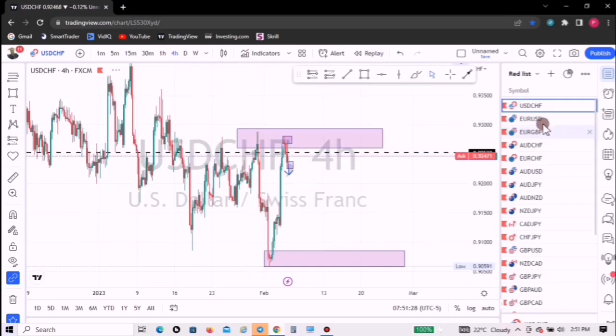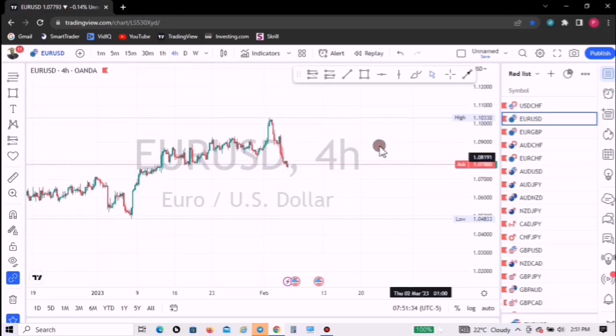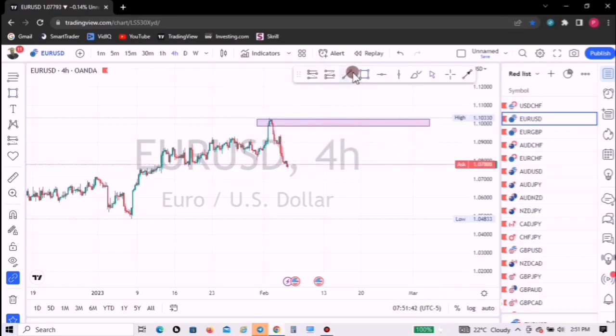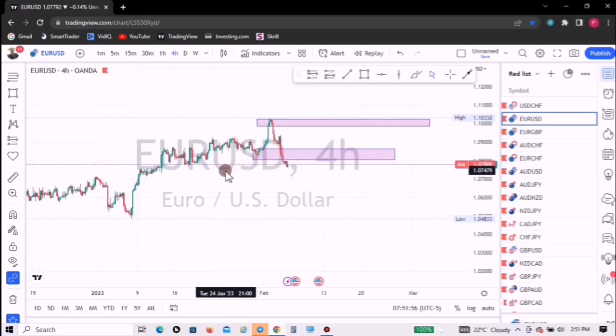Okay, I go back to the 4-hour time frame, then I move to Euro USD. When you get to Euro USD, you do the same thing. You mark the highest point, it is that, and then you mark the lowest point before, not here where price is currently at, it's this point. And what has happened, price has closed below this key level, and I can expect it to sell.